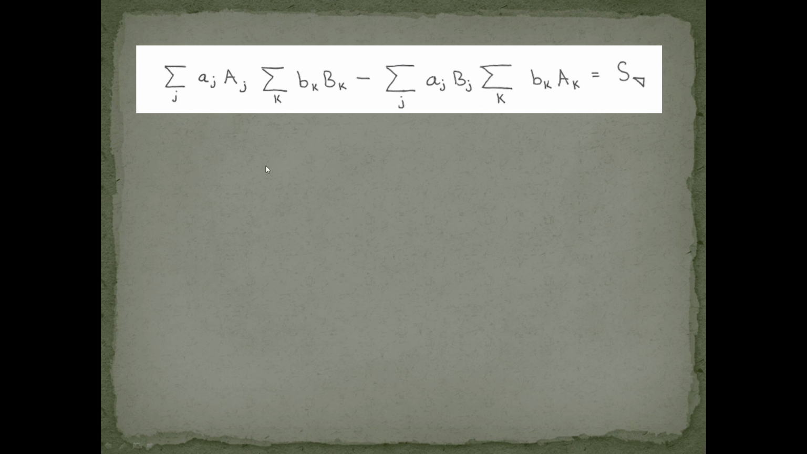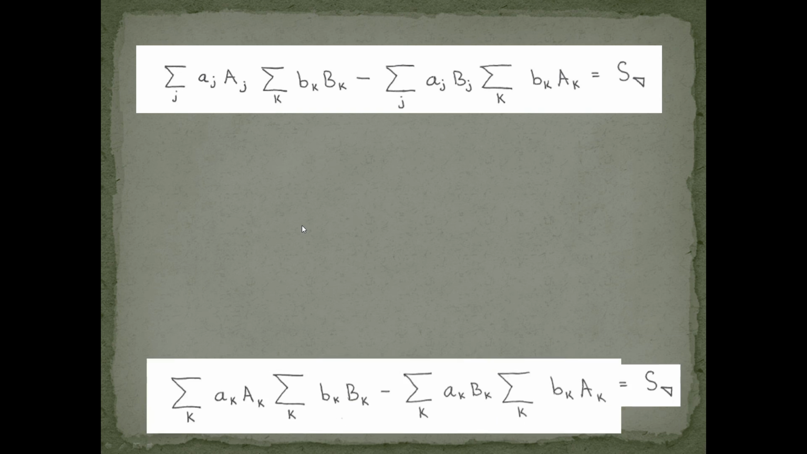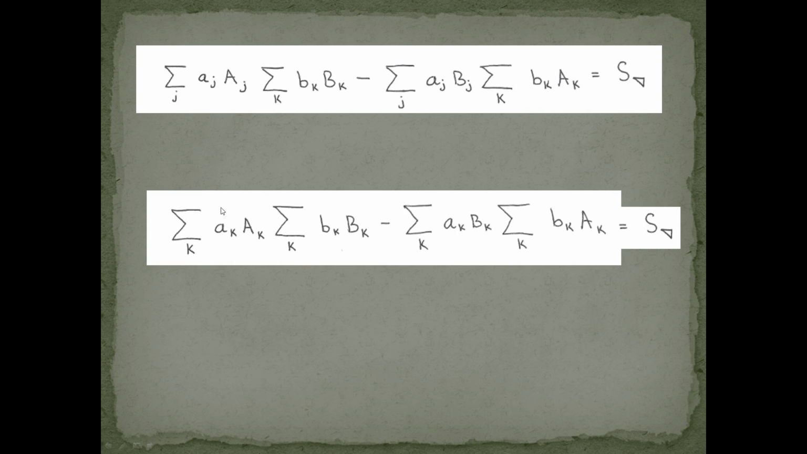And our last and final step will be to go ahead and swap out the j's for the k's here, since we can do that. And if you look at this, this is actually our answer here. And if you notice, it strongly resembles Lagrange's identity.